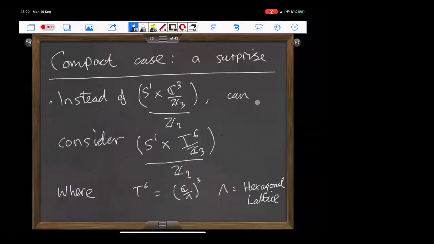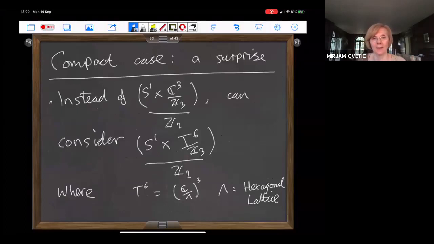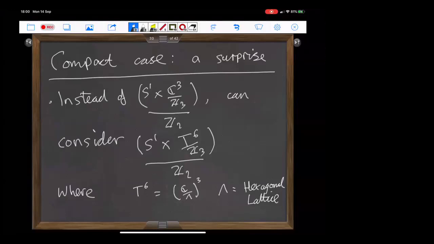Miriam, if I have 1 minute, I just wanted to make a couple of comments about the compact case, and then I'll stop. It won't take very long. So actually, one can think about this example in a compact setting. So we were starting with C3 mod Z3, but actually one could start with T6 mod Z3 instead, where I'm thinking of T6 as a product of 3 elliptic curves whose lattices are hexagonal. So in other words, they have the Z3 symmetry.